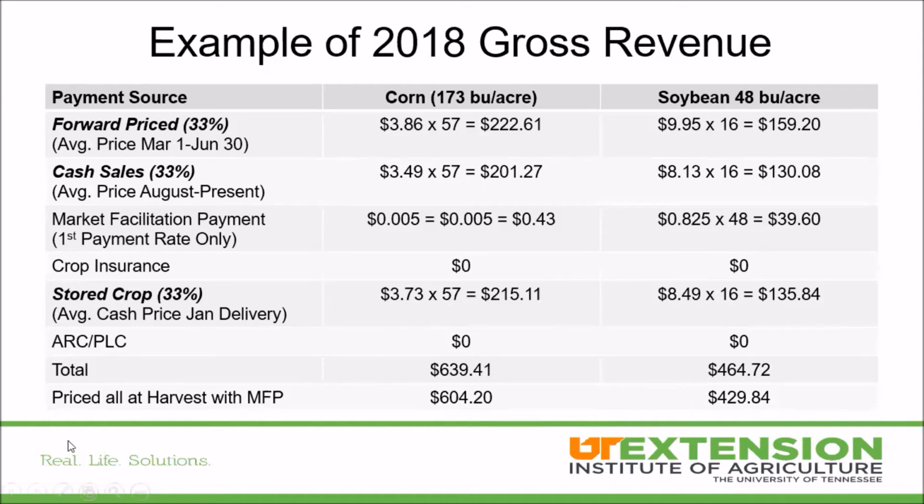And you can see right now the average across the state was $373, and 33% of your production would give you $215. ARC and PLC, we're not projecting payments for very many counties. And again, that's a different type of program just due to how it triggers a payment a year after the crop. I have a tough time putting that in a gross revenue calculation as it is. So I would give you a total of $639.41 for gross revenue under these scenarios.